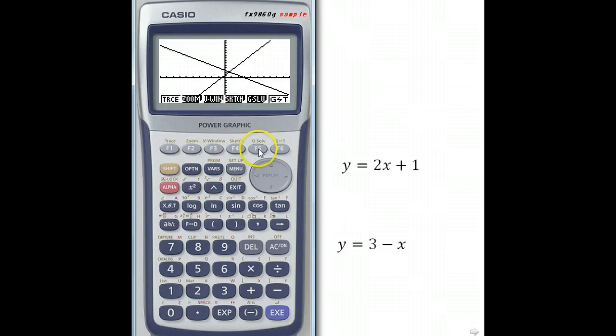Once again, Shift G-Solve will allow me to find the different points of interest. We can find the roots. Perhaps this time we want to find the y-intercept. Again, I now have two functions, so I need to select which function I would like the y-intercept for. In the upper left-hand corner of the window, right now I have the first function, 2x plus 1. Simply press the down arrow, and now I'm looking at the second function, 3 minus x. So this is the function that I want to solve. I want to know what the y-intercept is.